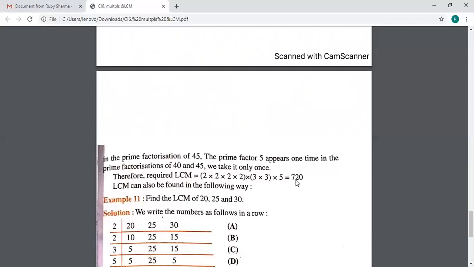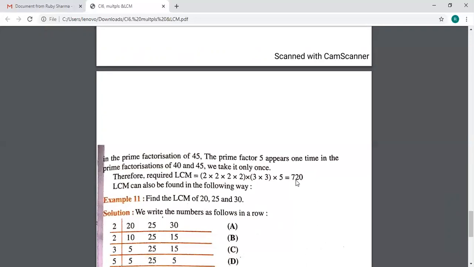So if you remember the steps, children, it will not be a problem. In HCF, we had taken differently. We had taken only the common ones. In LCM, we have to involve all the prime factors. And for every prime factor, we have to see in which prime factorization it appears the maximum number of times. And then you follow the steps.